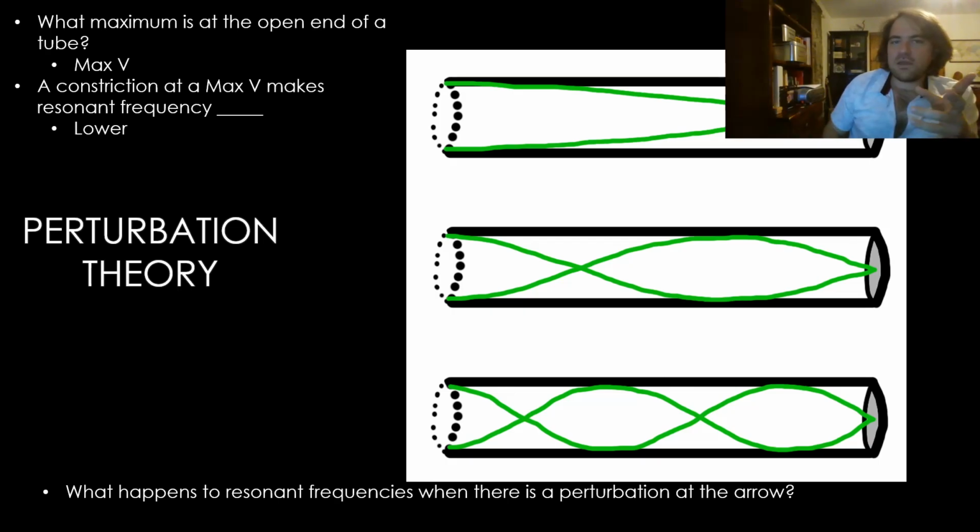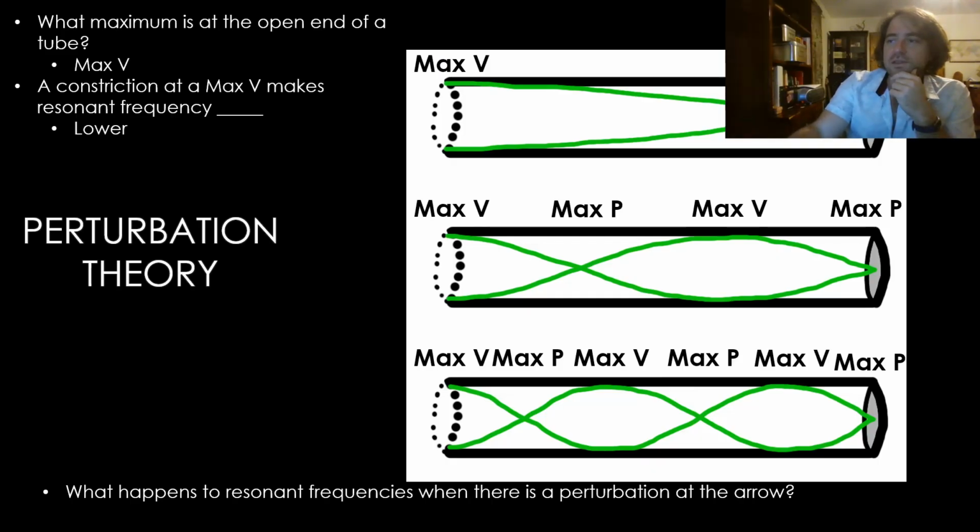So you've got the max V. If a perturbation lands on or is close to a max V, it's going to make the resonant frequency lower. If it's closer to a velocity node, it's going to get higher.